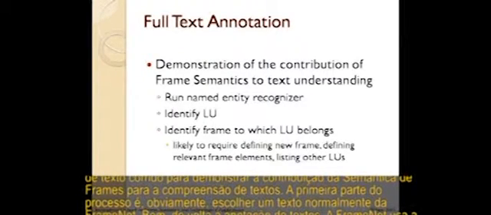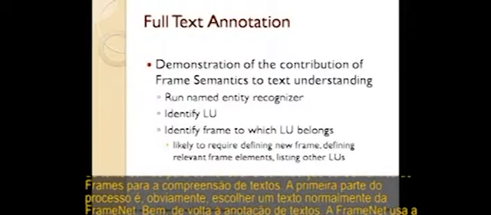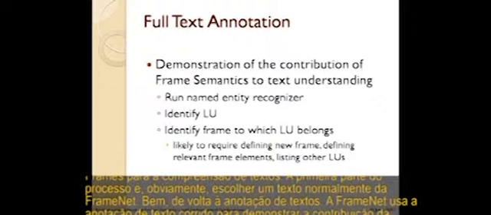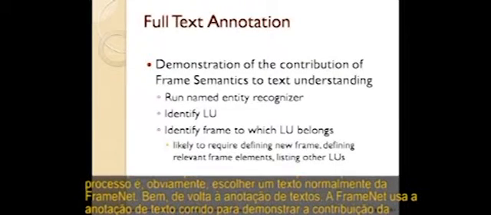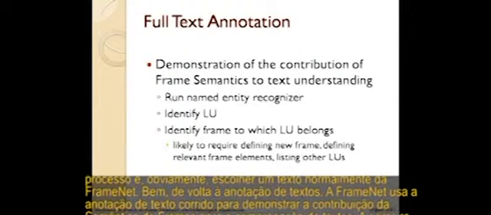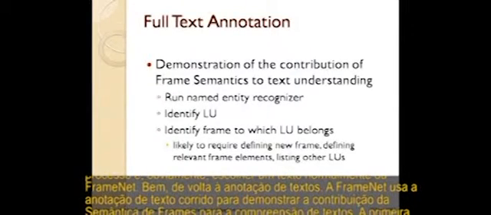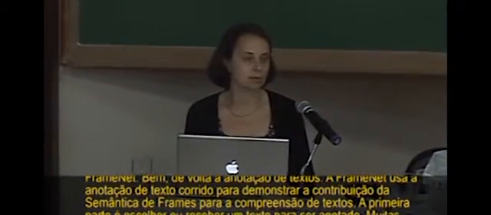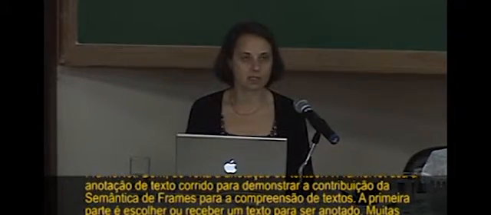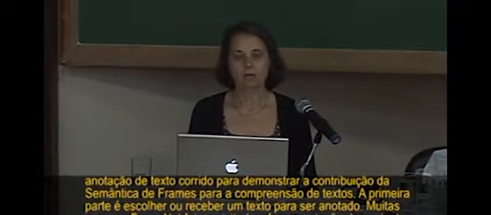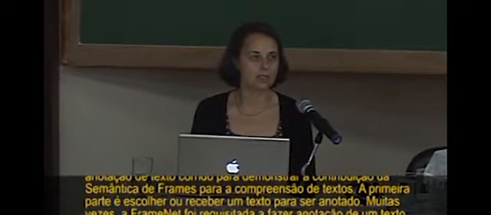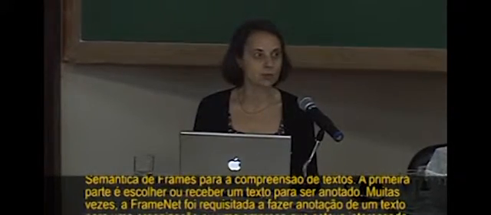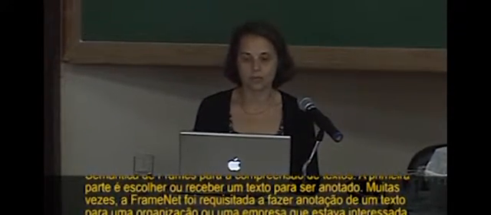The first part of the process is obviously either to be given a text or to choose a text. More often than not, FrameNet was back to full text annotation. FrameNet uses full text annotation to demonstrate the contribution of frame semantics to text understanding. The first part is to choose or be given a text to annotate.